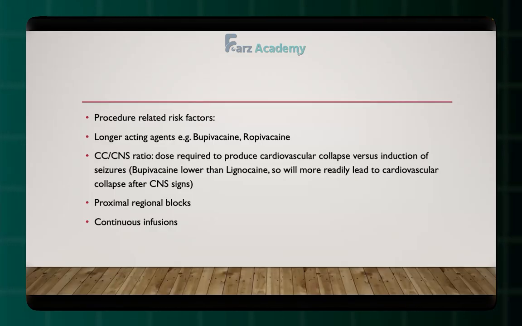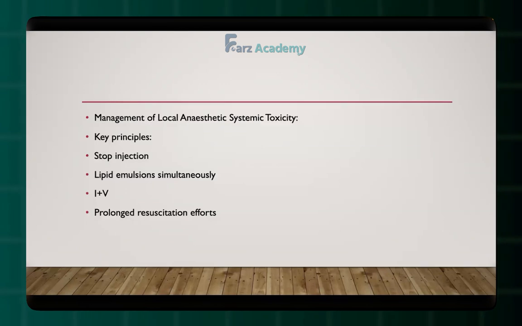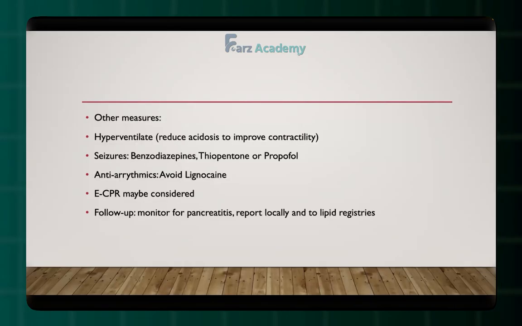And proximal regional blocks or continuous infusions are risk factors which make local anesthetic systemic toxicity more likely. Now, how do you manage a local anesthetic systemic toxicity? The key principles, obviously, firstly, to stop the injection and give lipid emulsion simultaneously. I'll discuss the dosage in a while. Intubation and ventilation and prolonged resuscitation efforts may also be needed.